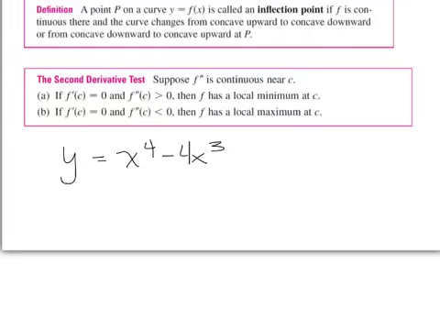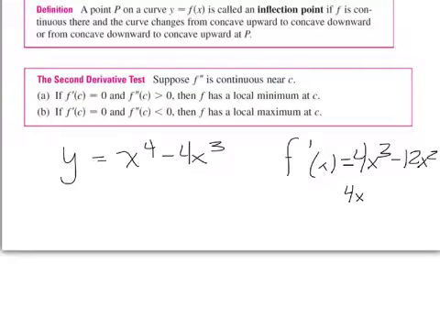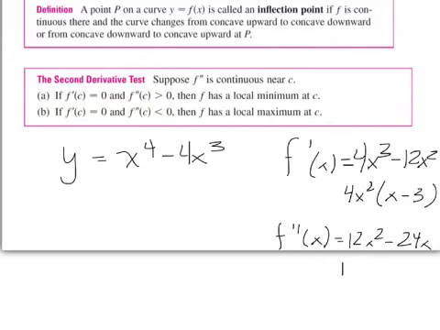All right? So the first thing we're going to do is the first derivative. The first derivative is going to give you 4x to the third minus 12x squared. Very good. If you were to factor that, you would have 4x squared times x minus 3. Now we're going to take the second derivative of that function, and we get 12x squared minus 24x. Factor out the 12x, and you have x minus 2.